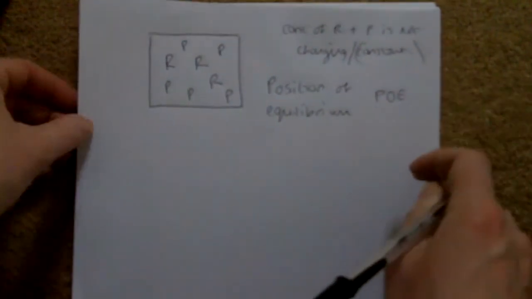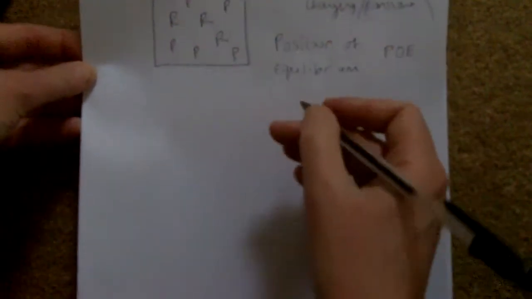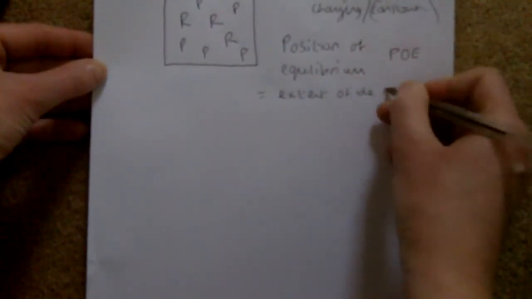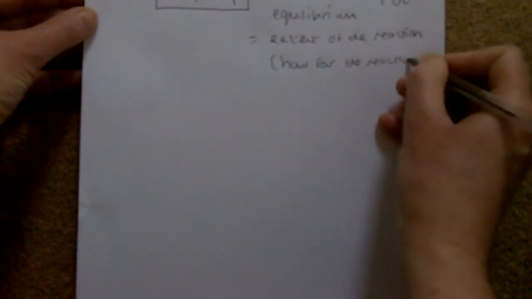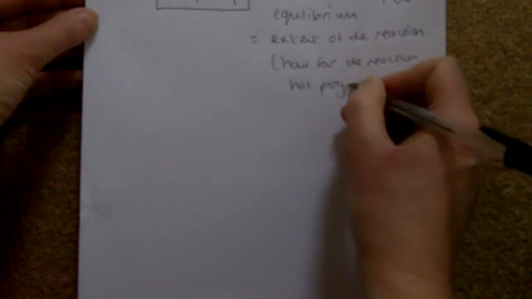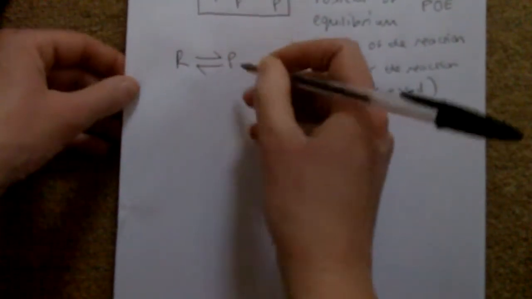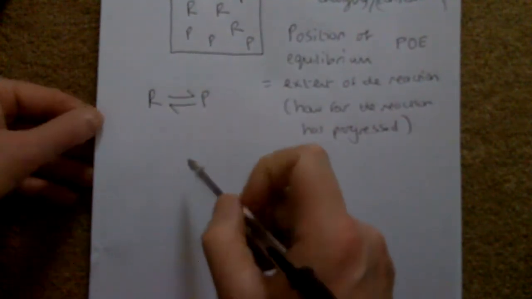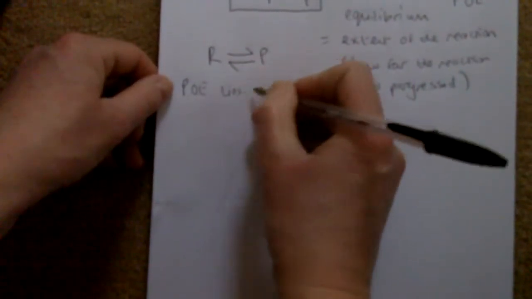But in an exam paper, I wouldn't write POE. Just in my notes, I would write POE. The position of equilibrium tells us about the extent of the reaction. It tells us how far the reaction has progressed. If you have reactants forming products, we need to know how far the reaction has progressed, the extent of the reaction.